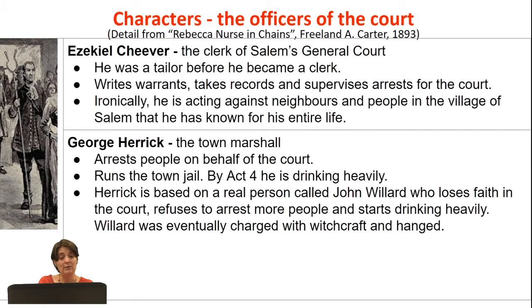Then we have the officers of the courts. These are Ezekiel Cheever and George Herrick. So Ezekiel Cheever actually was a tailor. He made people's clothes, and then he became a clerk of the court. He writes warrants, he takes records, he supervises arrests. And ironically, in becoming a clerk of the court, he acts against neighbors and the people in the village of Salem that he's known for his entire life. And he represents those people that go along with the law because it's the law, even when they know that what is being done is not actually just.